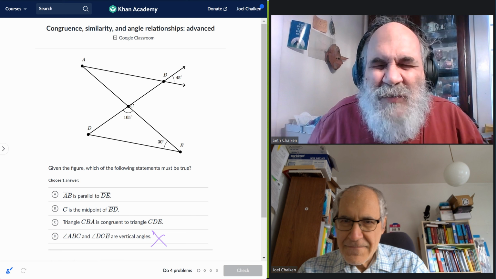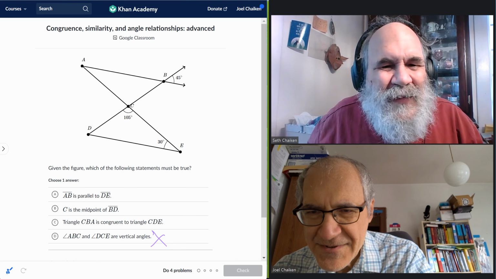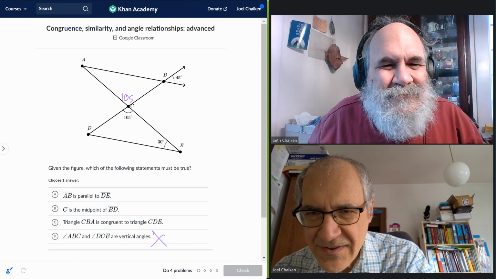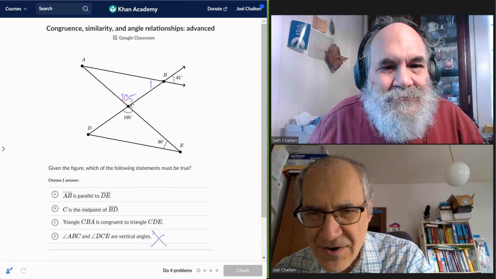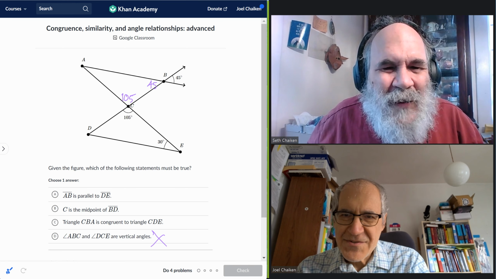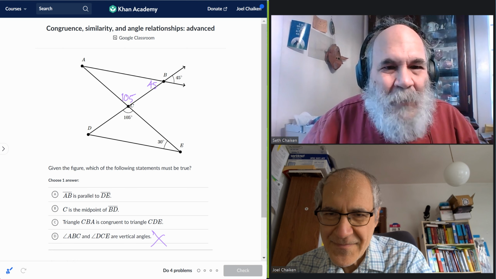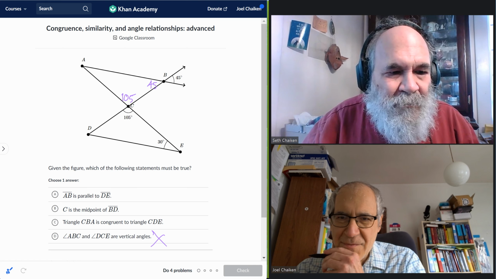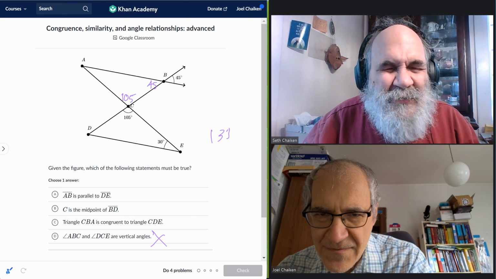What is a vertical angle? What is it when these are vertical? These are vertical angles. When two lines cross, the angles opposite each other are vertical. So these are vertical angles. It's tempting to put in all the angles. This is 135. So let's put in all the angles.